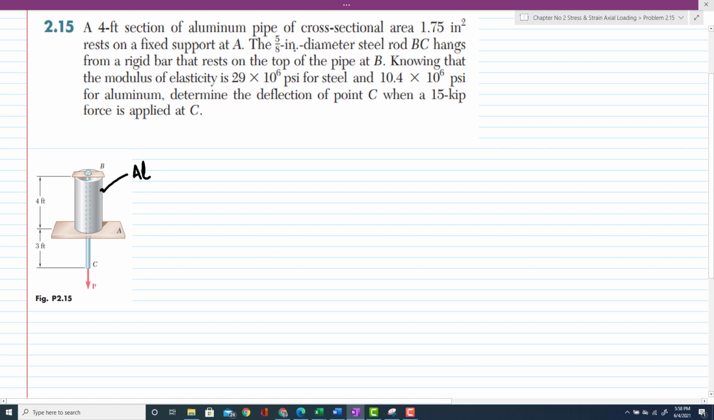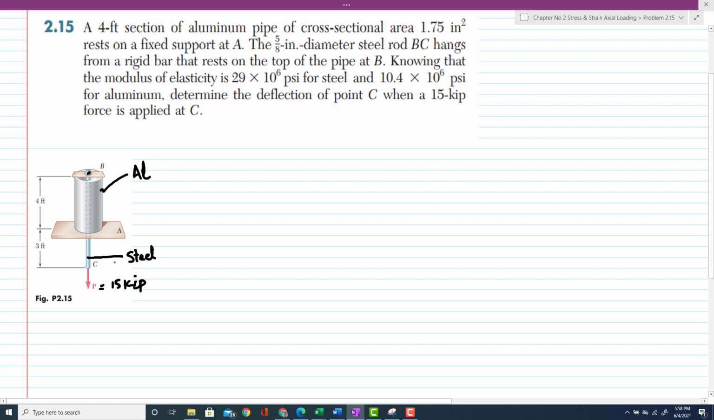The 5/8 inch diameter steel rod BC, from this point to this point. This is the steel rod BC, that hangs from a rigid bar that rests on top of pipe at B. Knowing that the modulus of elasticity is 29 × 10⁶ psi for steel and 10.4 × 10⁶ psi for aluminum, you have to determine the deflection of point C when a 15 kips load is applied. So here P is the 15 kips load.